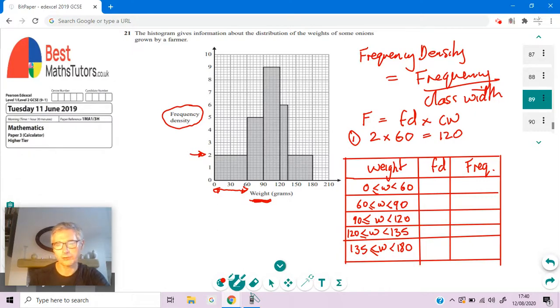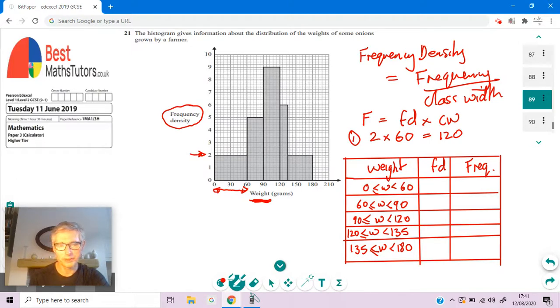And what I've said is that W is greater than or equal to 0. So that means 0 is the minimum value that it could have. And it's less than 60. And then for the next group, we can see that W could equal 60 and go up to 90, but be just below it, so it can be less than 90.